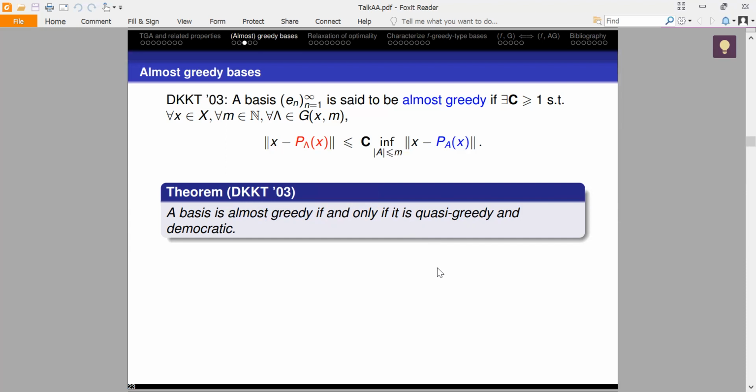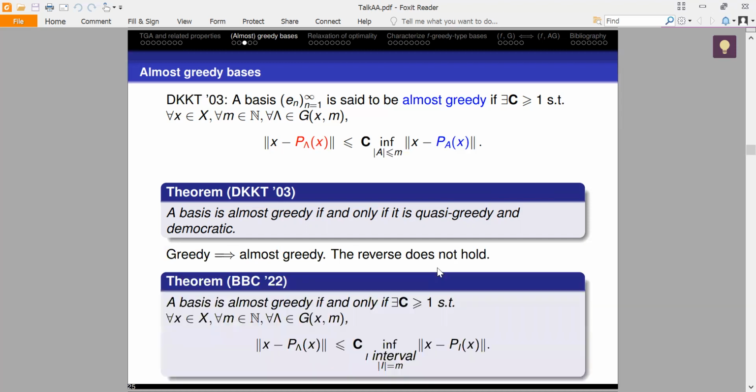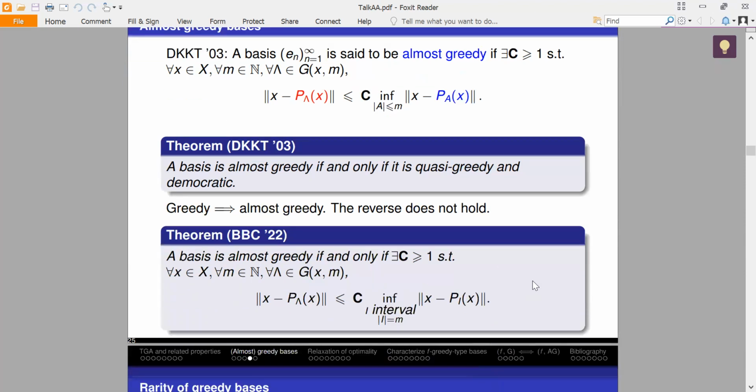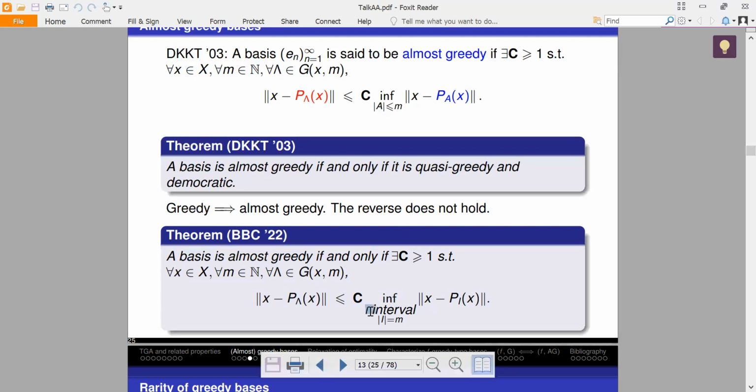I want to squeeze in a result that we recently obtained. This is my joint work with Berasategui and Berná. What we showed was this. In the definition of being almost greedy, you choose any set A, but in fact it is sufficient to just project onto intervals. So instead of all sets A, you can project on intervals. And even though this condition may look weaker than that condition, they are in fact equivalent.